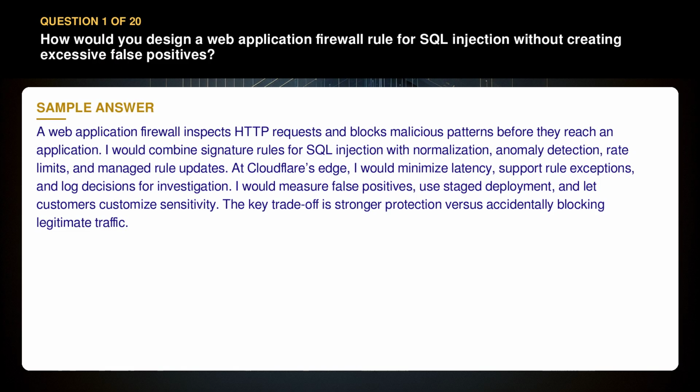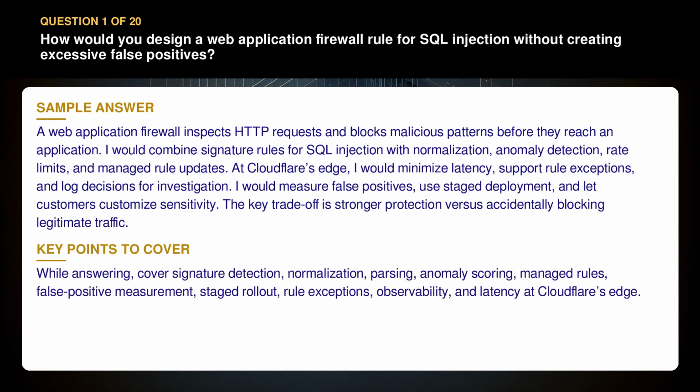At Cloudflare's edge, I would minimize latency, support rule exceptions, and log decisions for investigation. I would measure false positives, use staged deployment, and let customers customize sensitivity. The key trade-off is stronger protection versus accidentally blocking legitimate traffic. While answering, cover signature detection, normalization, parsing, anomaly scoring, managed rules, false positive measurement, staged rollout, rule exceptions, observability, and latency at Cloudflare's edge.